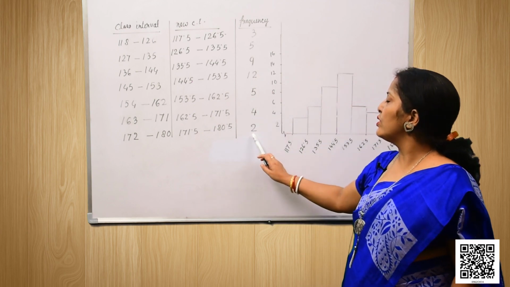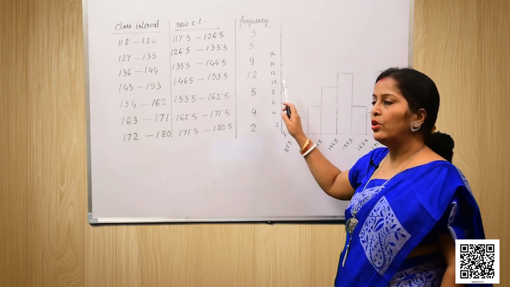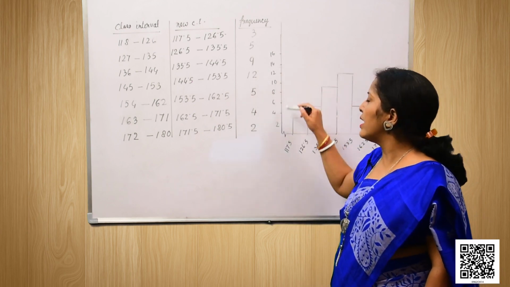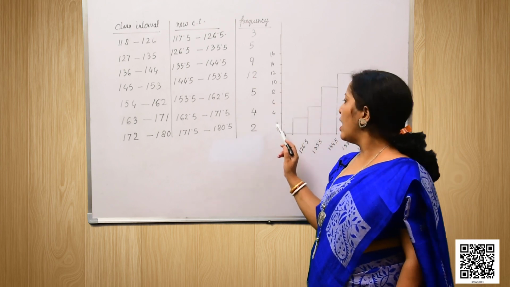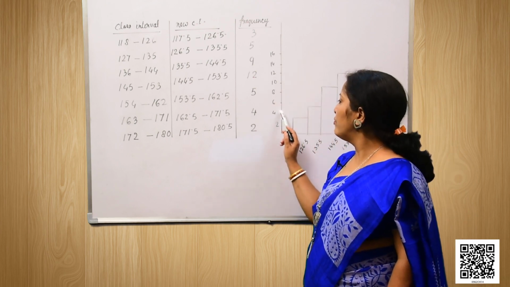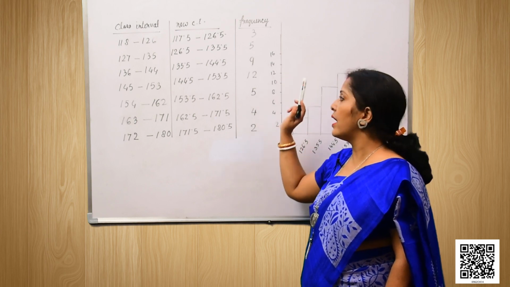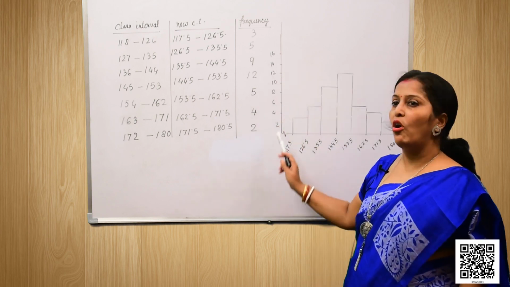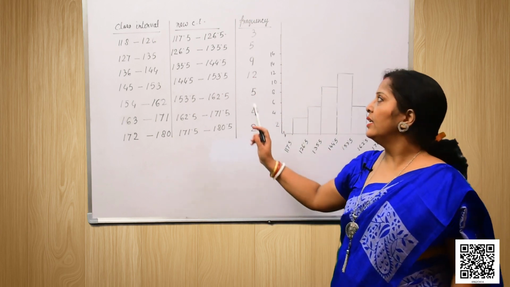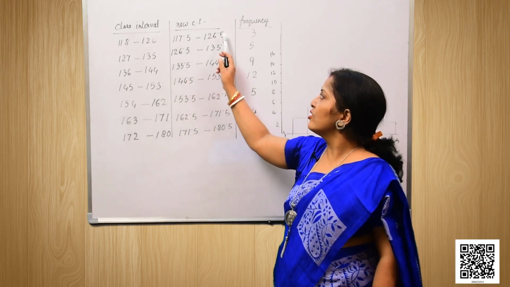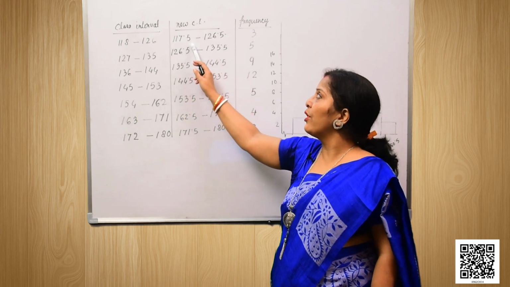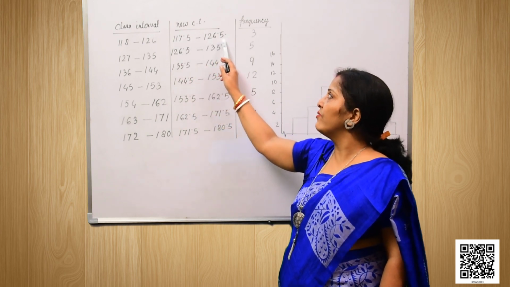We have the lowest one, 2, and the highest one, 12. So we marked accordingly to adjust all of them. I have marked them as 2, then 4, 6, 8, 10, 12, 14, 16 and so on, all of them of equal width. Now the first class interval is 117.5 to 126.5.